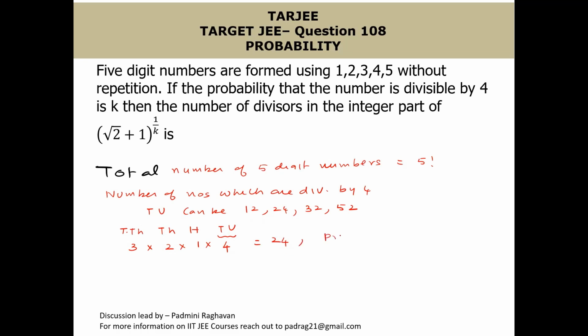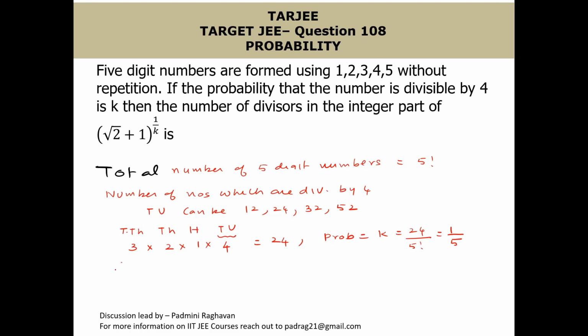So the probability is called k. So k is equal to 24 divided by 5 factorial. 5 factorial is 120. When I cancel with 24, we get k is equal to 1 by 5. So the first part of the question is over.